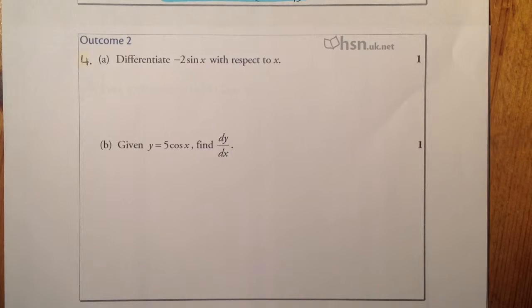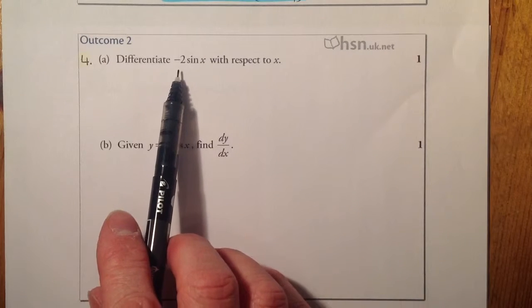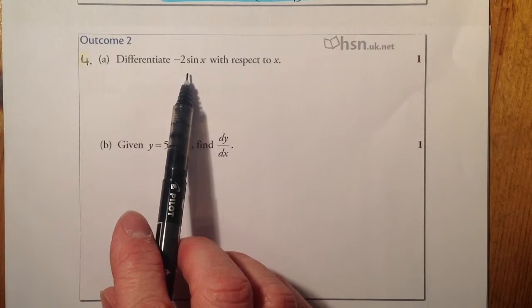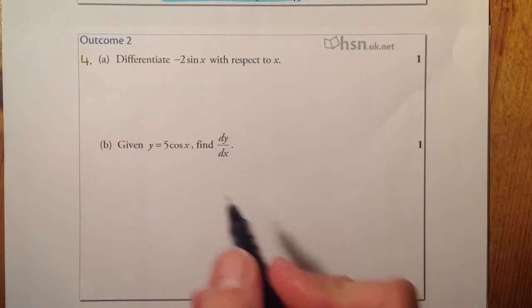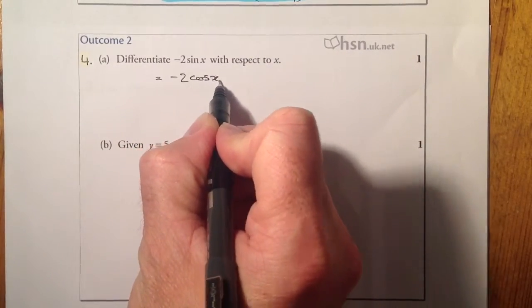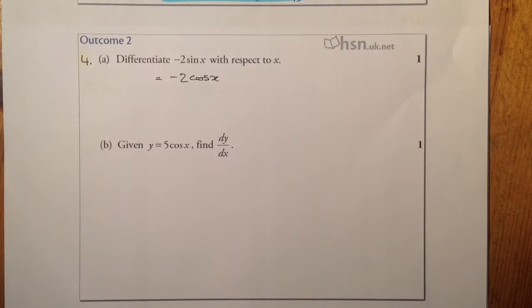So there's 11 marks up for grabs. We need 8 of them to pass this outcome 2. Okay, so straight away we've got differentiate minus 2 sin x with respect to x. Well, I know that sin x goes to cos x when I differentiate, so that's just going to go to minus 2 cosine x, and that's it complete.